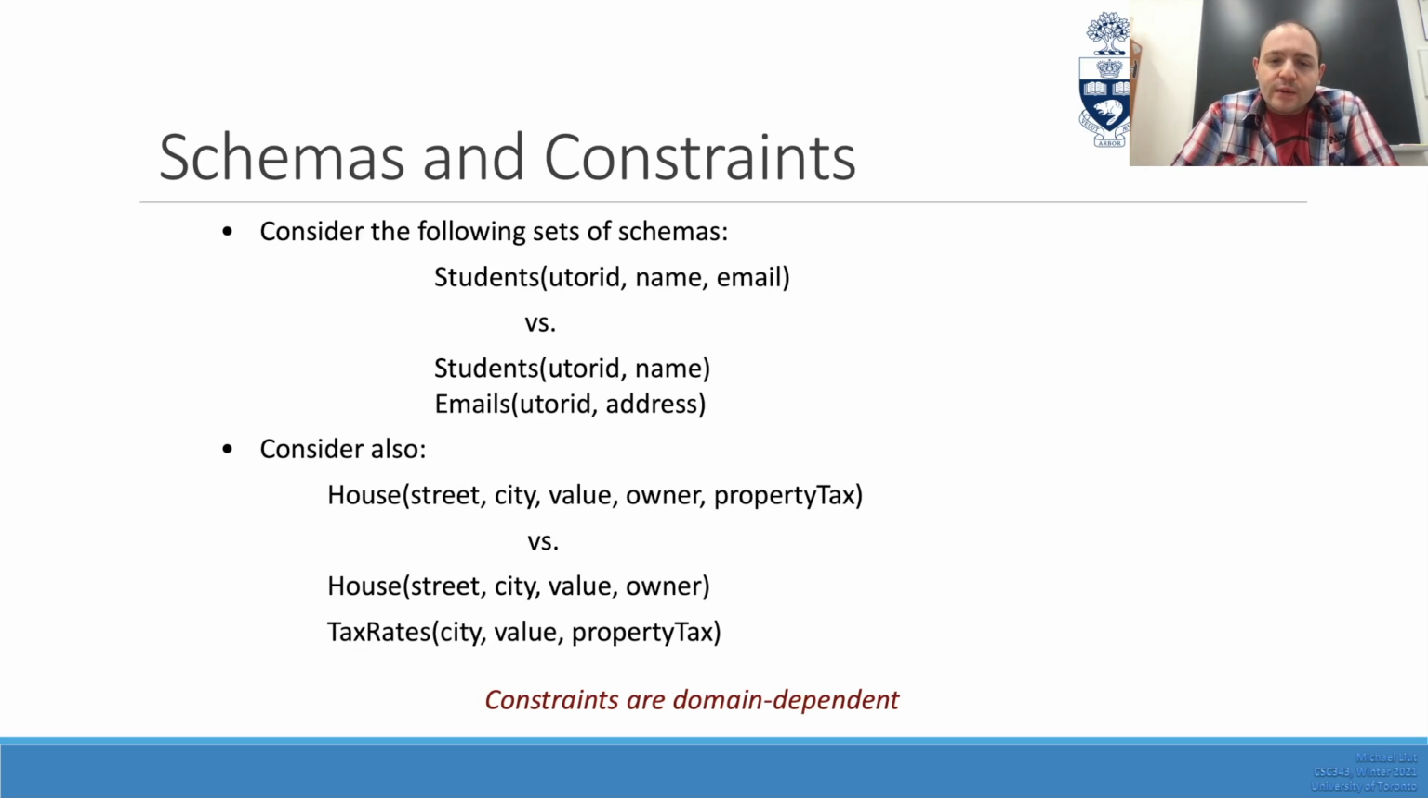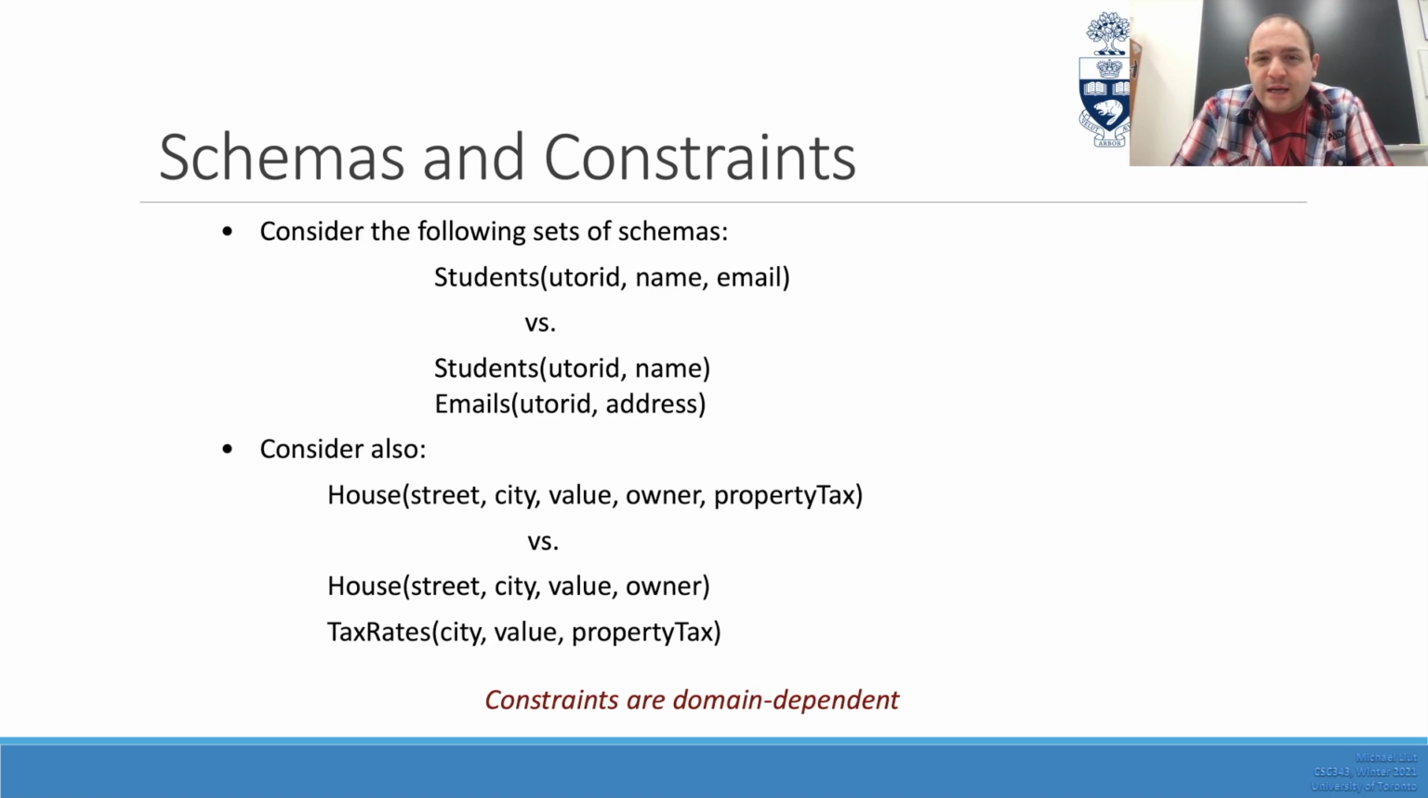So if we consider the following set of schemas, we think of students, for example. We can think of a university database, and students have a UTOR ID, they have a name, they have an email address. Do we want to leave it in one table, or would we rather split it up into two tables? For example, students, UTOR ID and a name, emails, UTOR ID and an address, as in an email address, which can be joined together based on some key. In this case here, it's the UTOR ID.